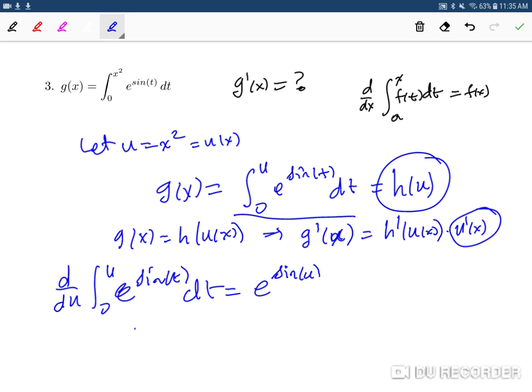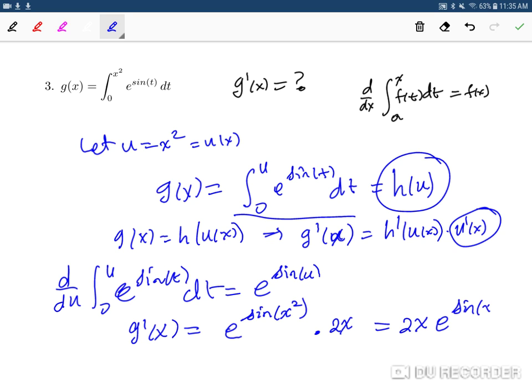So g prime of x now becomes e to the power of sine of u of x times the derivative of u of x, which is equal to 2x. So this becomes 2x e to the power of sine of x squared. And that's the final answer.